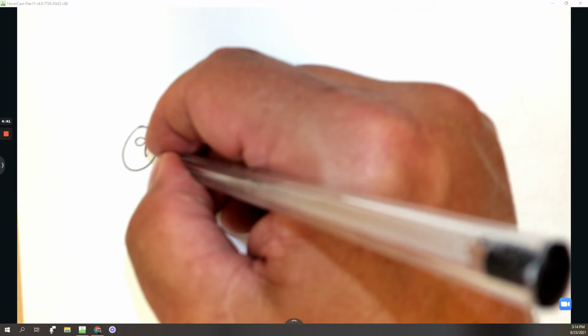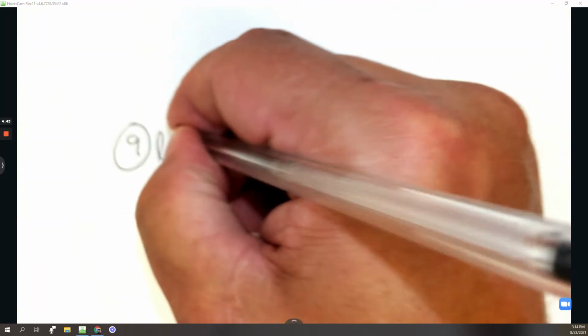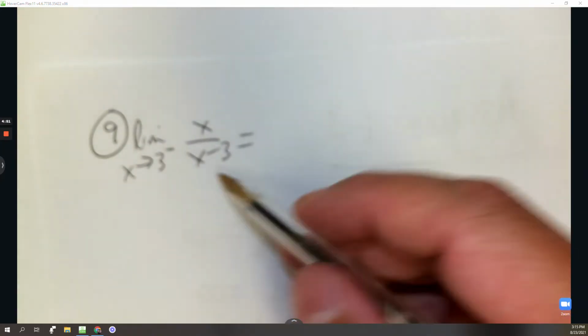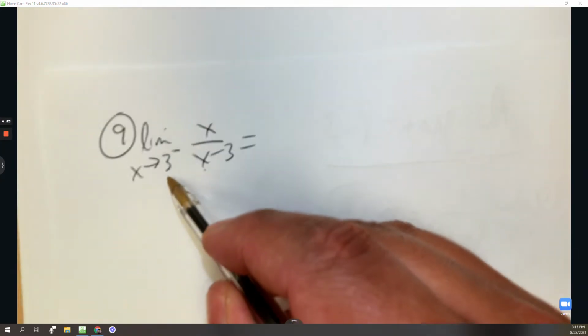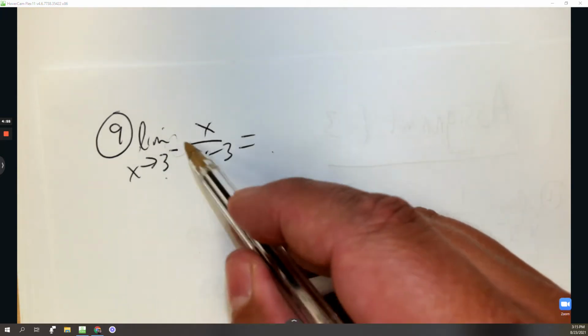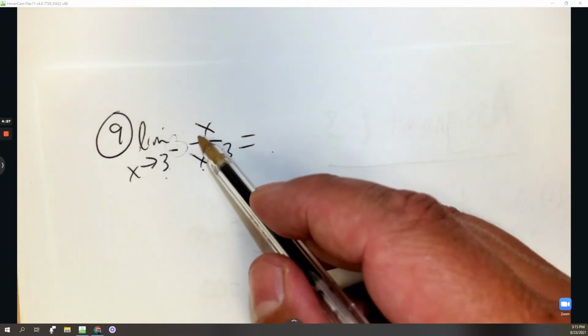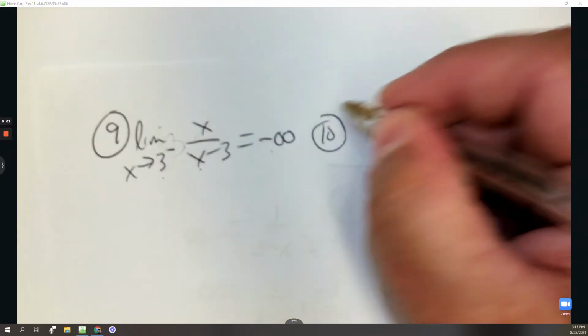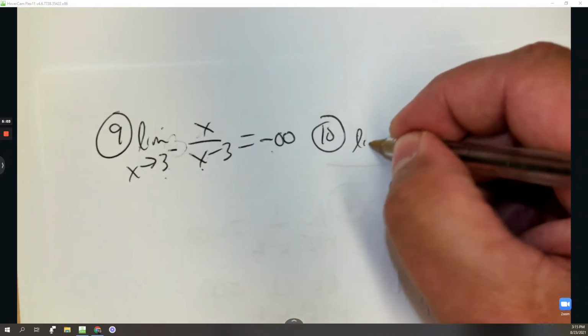We have the limit as x approaches 3 from the left. They say don't say it doesn't exist. Use infinity or negative infinity. So if I look at 3, it's an asymptote, so it could not exist. But from the left, pick a number smaller than 3. Positive 2 gives you a negative answer, so it goes to negative infinity. That's just a quick check, an easy way to do it.